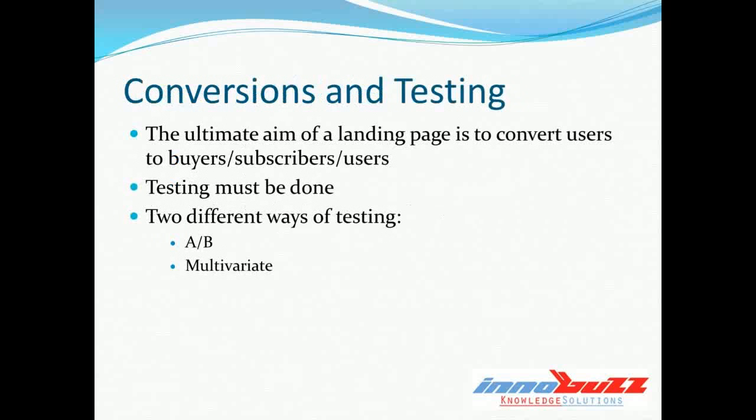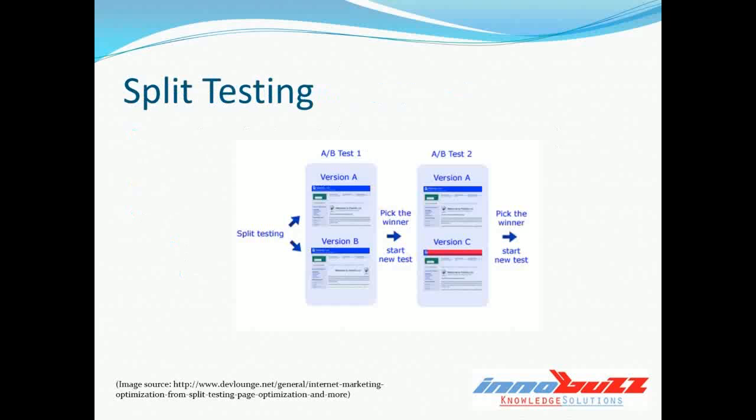more. So, because the ultimate aim of a landing page is to convert users, you got to test it. And there's really 2 ways to do this. There's A/B testing and multivariate. A/B testing is also known as split testing, and it's called that because there's really just two different paths. You have version A, version B, you pick the winner, and then you do it again.